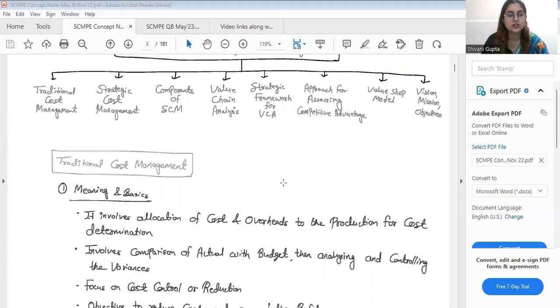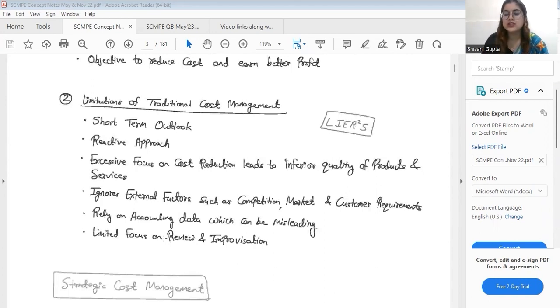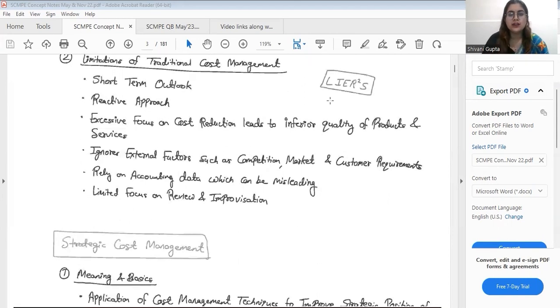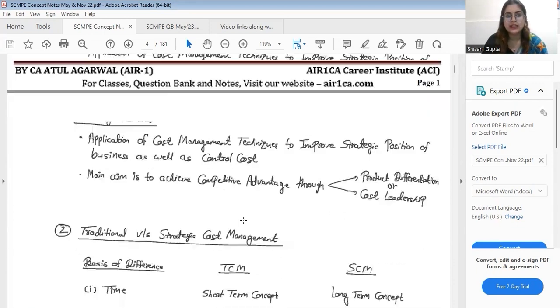Like introduction, meaning, and then limitations. You just have to learn these 5 to 6 headings, and apart from the headings, the rest of the definition or explanation you can give yourself. It also has some memory techniques, like LIERRS, where R square is 2R. This is the technique to read this material. It has meaning and everything.